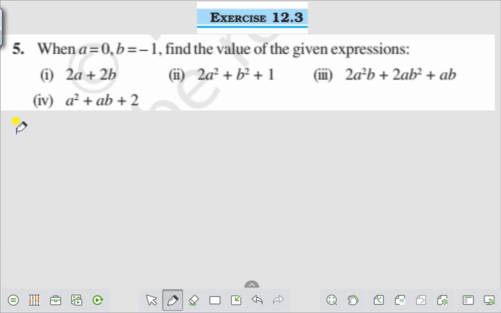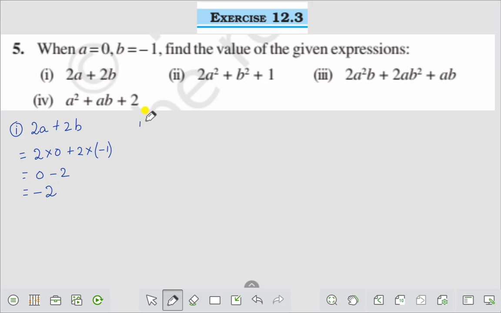Number 1 is 2a plus 2b. Therefore, 2 into the value of a, which is 0, plus 2 into b, the value of b is minus 1. Therefore, we are getting 2 into 0 is 0, plus 2 into minus 1 is minus 2. 0 minus 2, the value is minus 2.